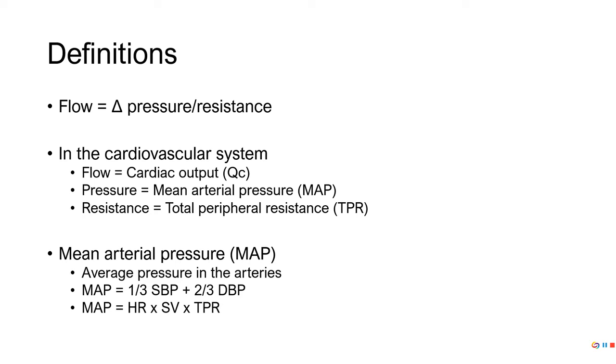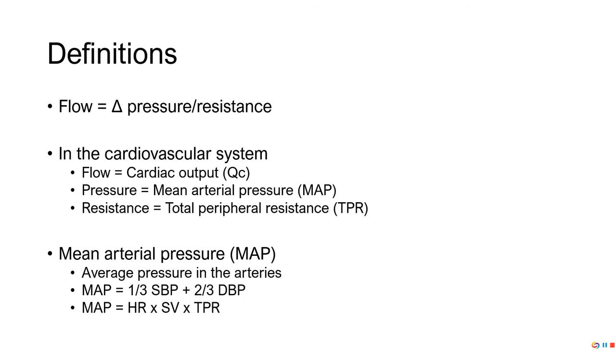So when we look at mean arterial pressure, there's a couple ways that we can calculate it. One is we can just take 1/3 systolic plus 2/3 diastolic blood pressure. And we do that because it's a weighted average, because we're in systole for 1/3 of the time, we're in diastole for 2/3 of the time.